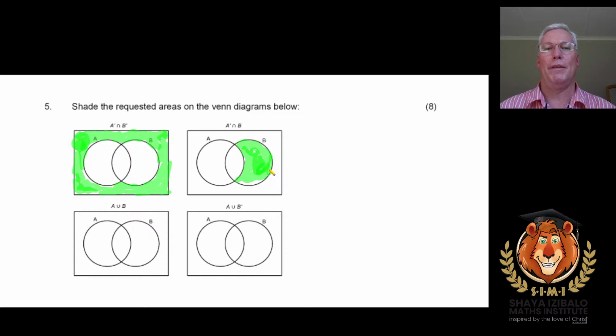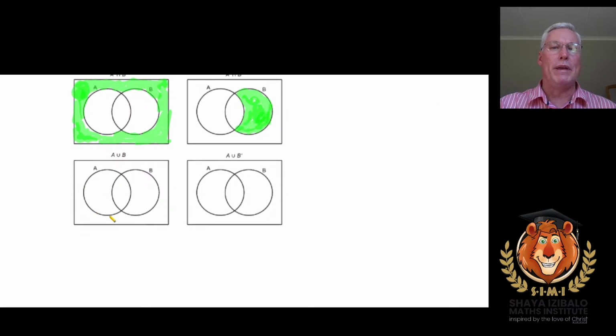So I became a maths teacher. Okay, there it is. Okay, the next one, A or B. And this is really, really important. Well, anywhere in the A circle or anywhere in the B circle. Okay, and we're going to come back to this, because this diagram really helps us understand that formula that we get given. And then lastly, A or not B.